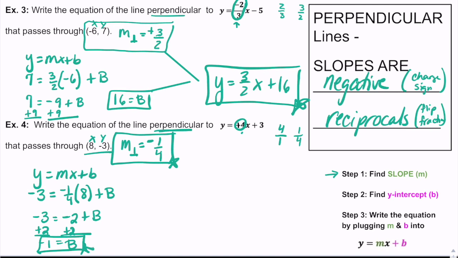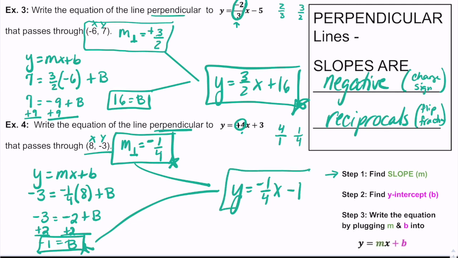So we found our slope, we found our y-intercept. The last step is to write that equation: y = -1/4 x - 1, since my y-intercept is a negative 1. And that's it.